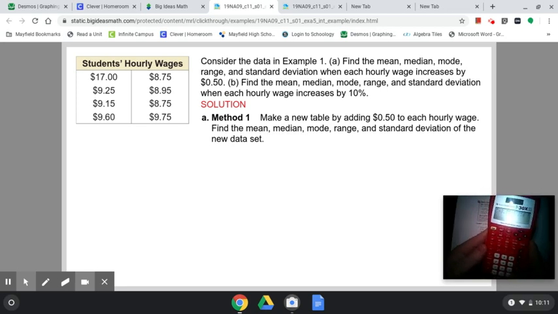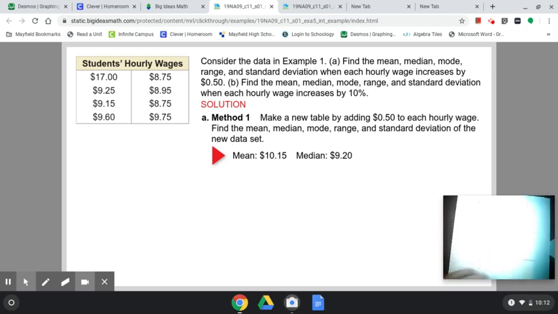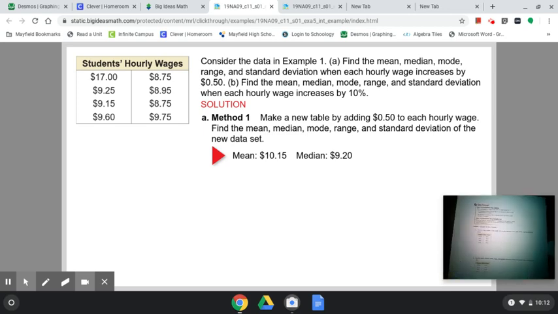Now, this is the thing. If you're doing it on a calculator, make sure you hit enter first, and then you want to hit divide by 8. So hopefully I did that right. And you see that I didn't want it to show the median already, but we are at $10.15 is our new mean. The median changed also.